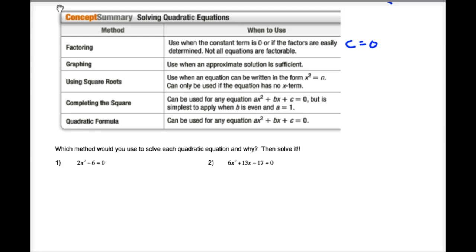Square roots. Definitely take note of when to use. I would use square roots when the equation can be written in the form x squared equals n. And it can only be used when the equation has no x term. When there's no x term, guys, think about it. That means b equals 0.